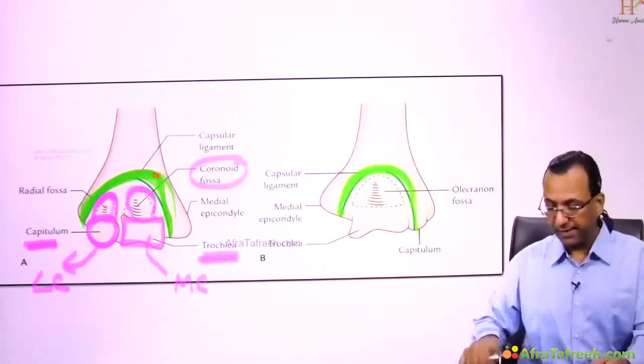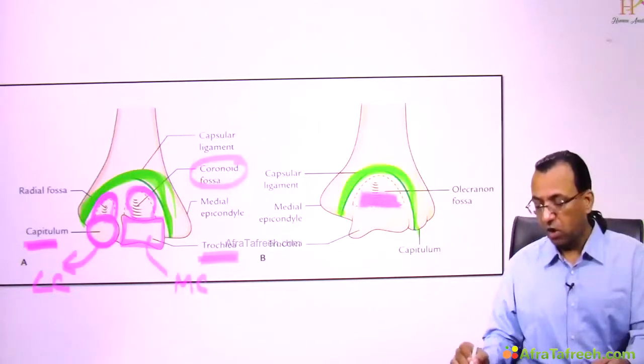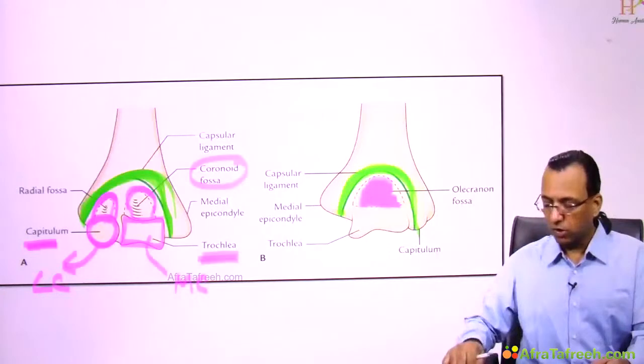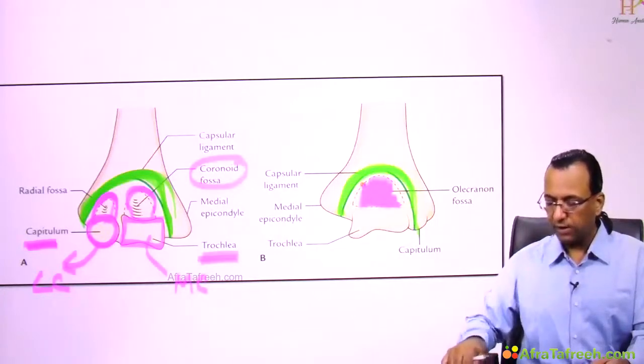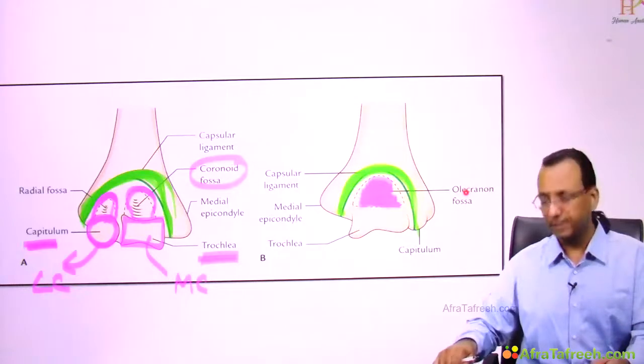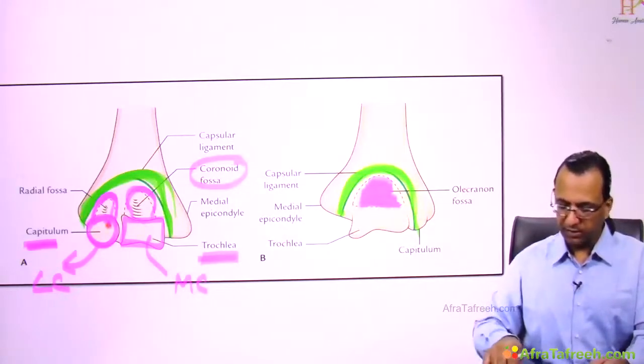Even the olecranon fossa, which is on the posterior side, receives the olecranon process of the ulna during movement of the elbow joint, and it is intracapsular. So that fossa is intracapsular. Everything here is intracapsular.